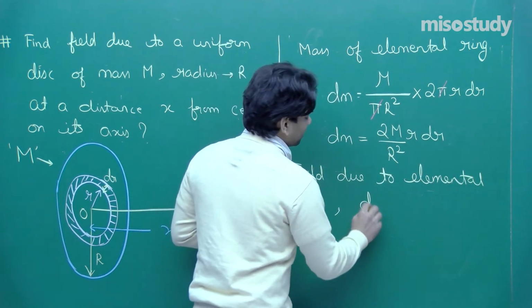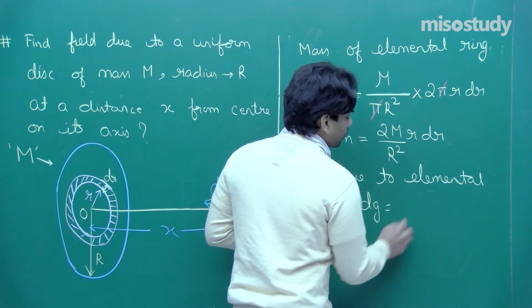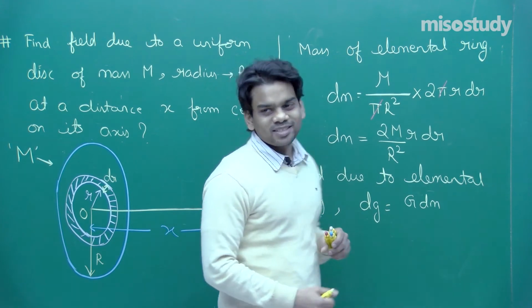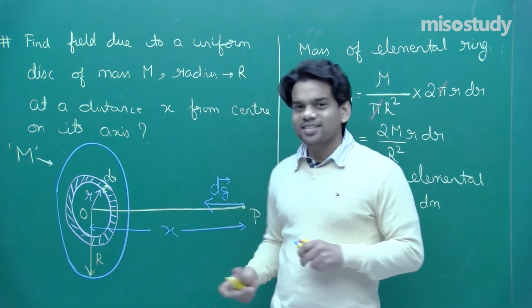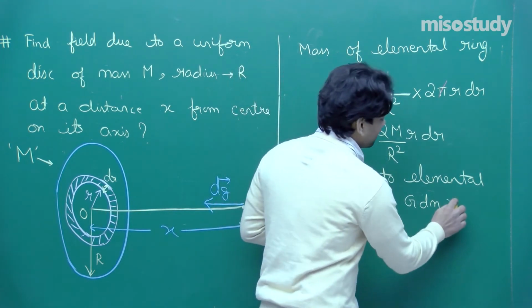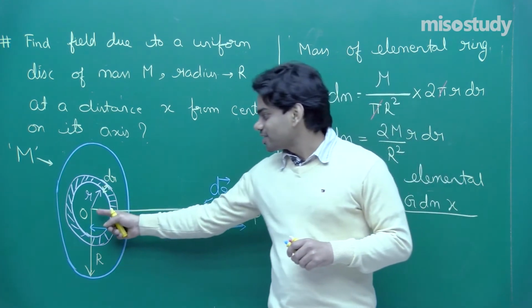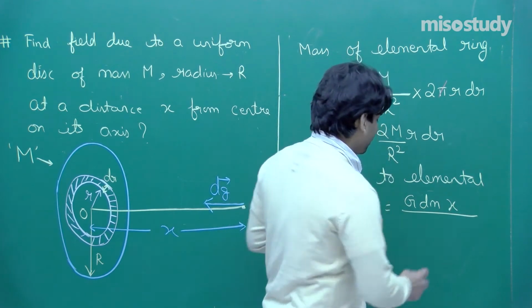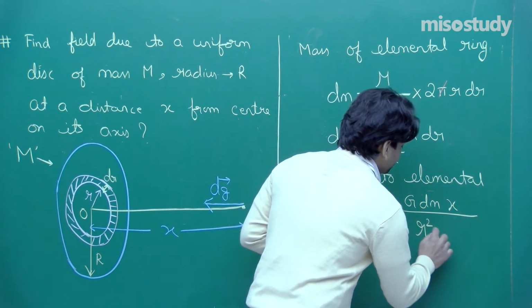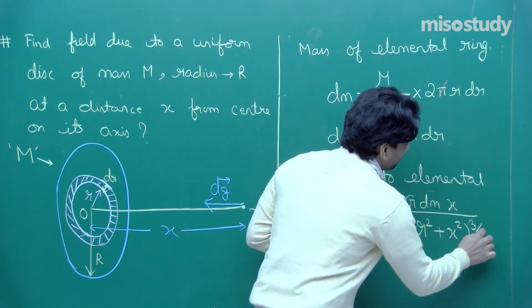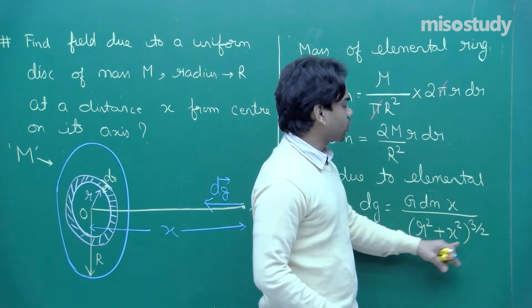Let's say it's dg. That will be equal to, if you remember the formula, g dm into its distance. This distance will be same as x. So g dm x divided by its radius whole square, that is small r whole square plus x square power 3 by 2. This is what we will be obtaining.